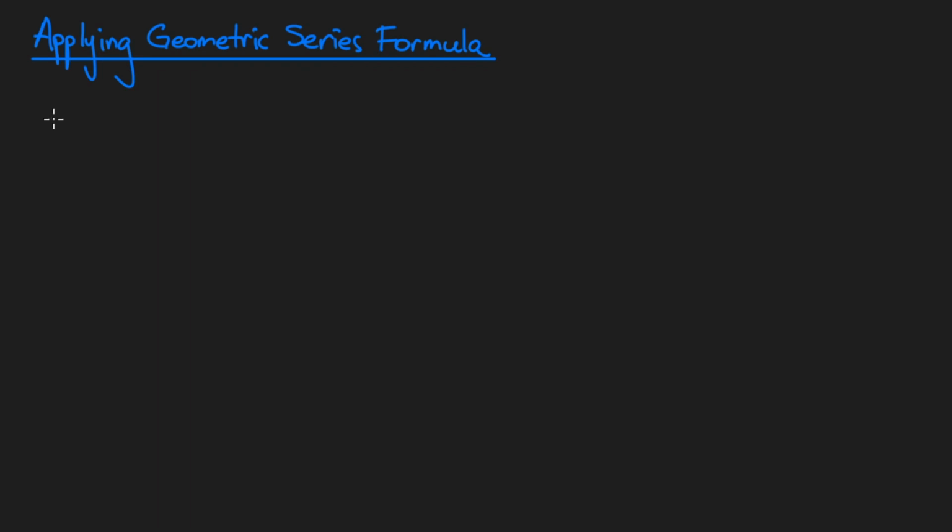So let's look at one specific example of applying the geometric series formula. Let's say we have the geometric series given by 1 plus 1/2 plus 1/4 plus 1/8 and so on and so forth, an infinitely long series. And we don't know what that equals. So if we add all these numbers, what are we going to get?